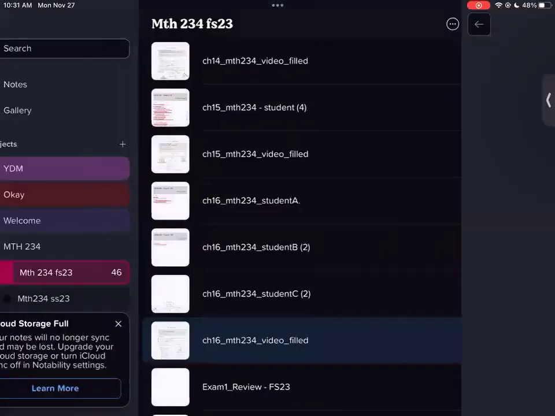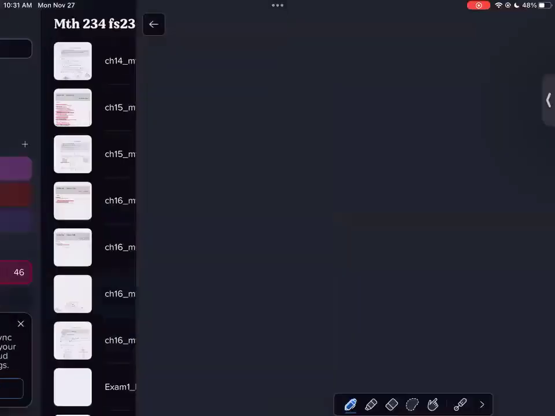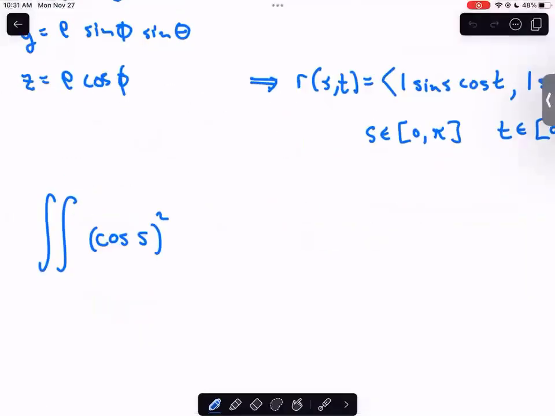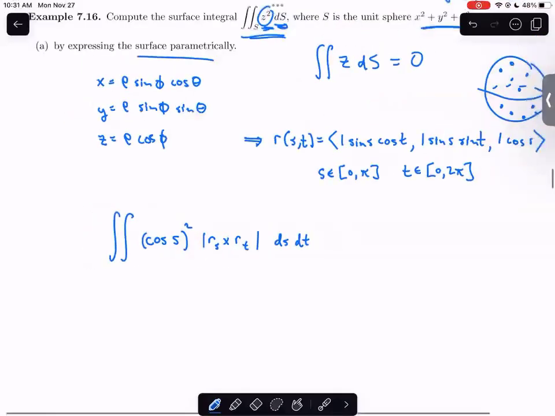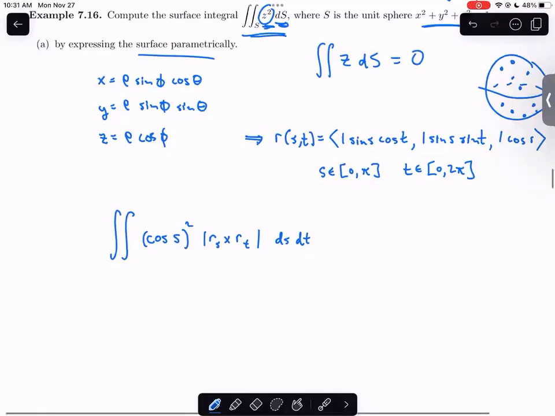All right, let's jump back. So this is going to be the magnitude of our cross product of tangent vectors, ds dt. Once we've settled on the ordering, and I've just written ds dt for the time being, we can include our bounds. I'm thinking about trying to maximize my partial credit here. So if I do s first, s ranges from 0 to pi in order to get the entire sphere, and theta or t ranges from 0 to 2 pi. So I could plug those things in.